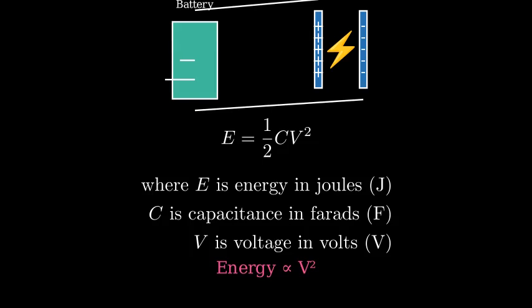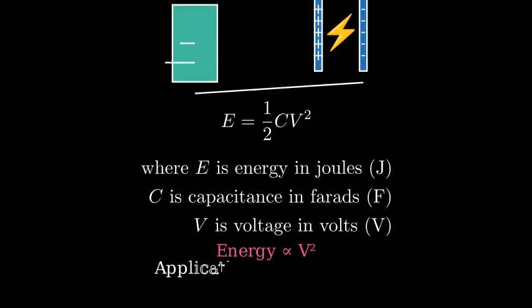Capacitors have numerous applications in electronics and electrical systems. They are used for energy storage in camera flashes and defibrillators. In power supplies, they help filter out voltage fluctuations. In timing circuits, they determine the frequency of oscillations. And in touchscreens, they detect the presence of your finger through changes in capacitance.